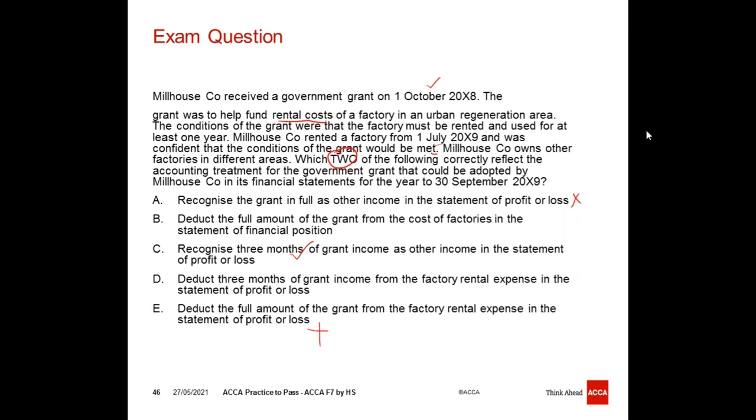So the right answer should be C and D. This one will be right only if we own a factory. So it's not our factory actually.